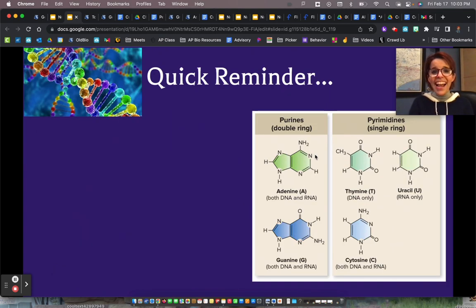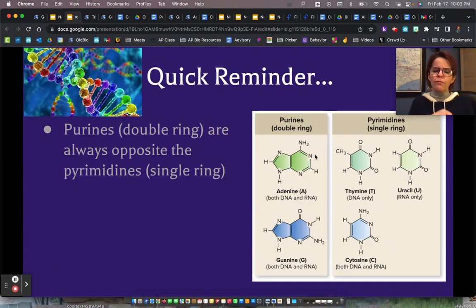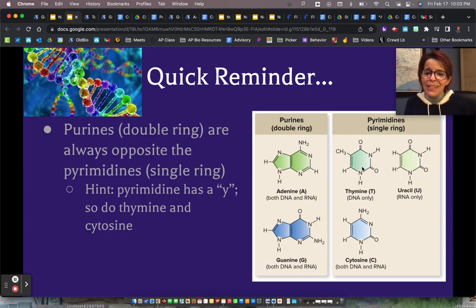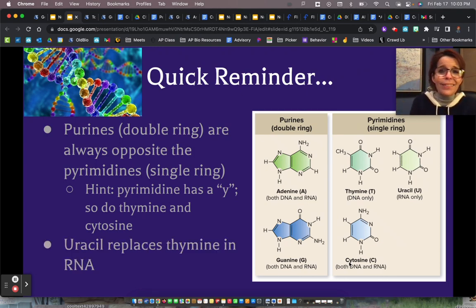Okay, and then the last thing, just a quick reminder, again from our biochemistry unit, purines are the nucleotides that have double rings. So take a look at the diagram. On the left-hand side are the double rings. Adenine and guanine are the purines, and the pyrimidines have a single ring, and these are the pyrimidines here. The way that I remember pyrimidines is that they have a Y in them. That sounds dumb, but the word pyrimidine has a Y, thymine has a Y, and cytosine has a Y. Unfortunately, uracil doesn't have a Y, so that's not that great of a rule. Thanks for nothing, KJ. Uracil replaces thymine in RNA, just to remind you.